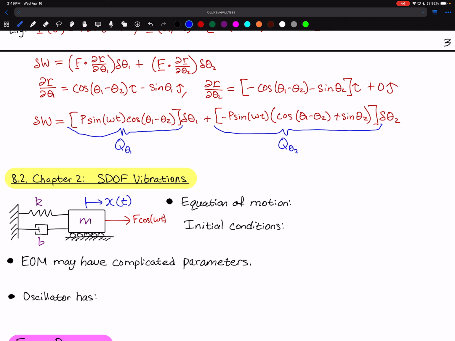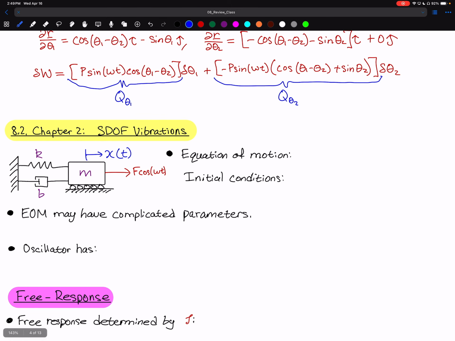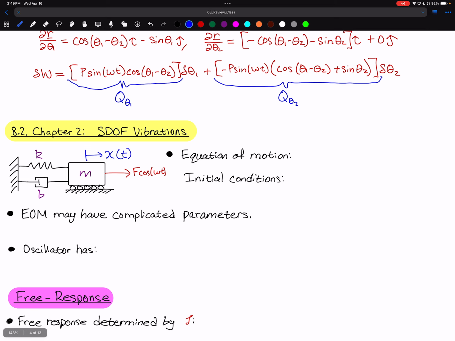All right, any questions here? Okay. In that case, we can move on and take a look at chapter 2, which is where we focused on single degree of freedom vibrations.